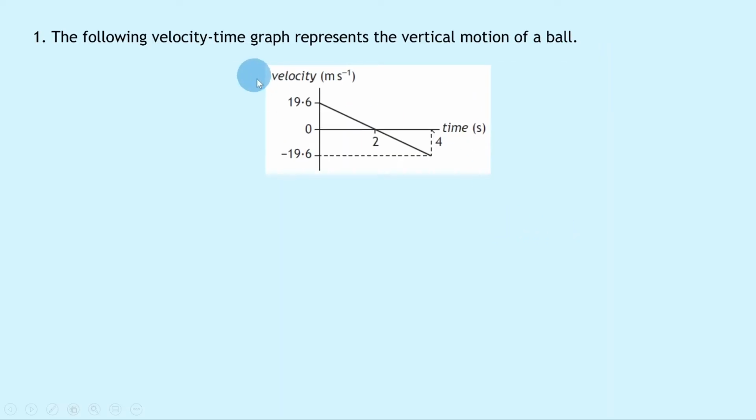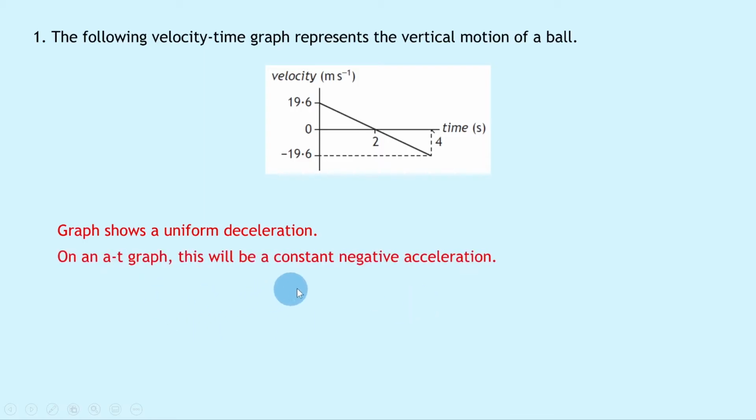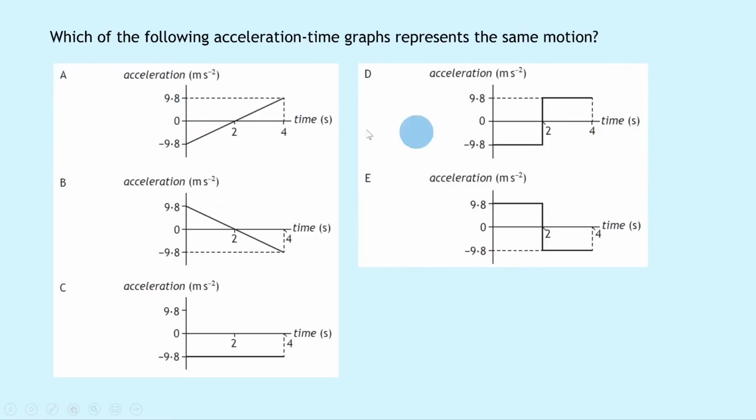Well, if we look back at the velocity time graph, you can see that the graph shows a uniform deceleration, which is shown by this negatively sloping line on the velocity time graph. And we can say that on an acceleration time graph, this will be a constant negative acceleration. And that's because our gradient, remember, is negative here and not positive. So if we look back at our options, the only graph here which shows a constant negative acceleration is this one here, graph C. And you can see the value of acceleration is negative 9.8.